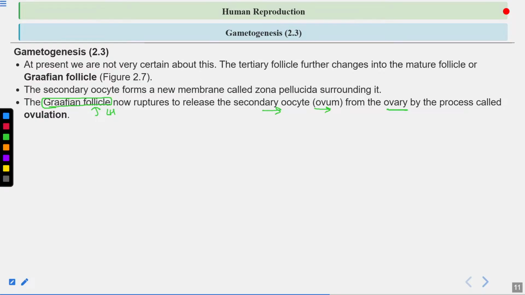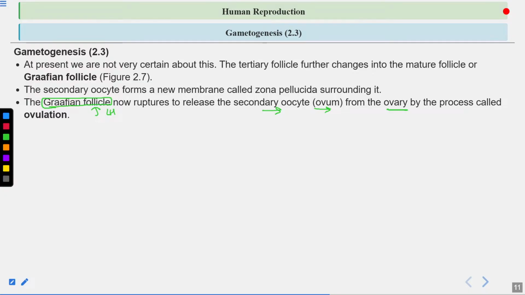Clear? So, one secondary oocyte will be released per menstrual cycle. Remember this. Menstrual cycle is a monthly cycle. Okay, it is of around 28 to 29 days. So, one secondary oocyte is released every month.